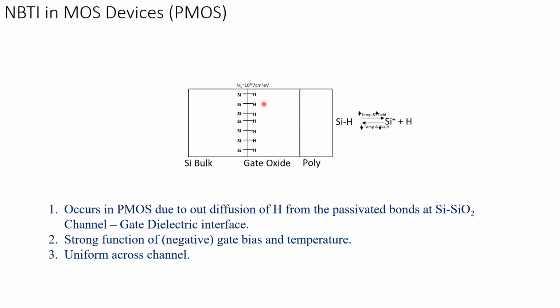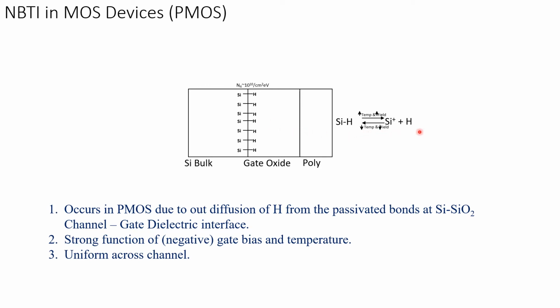designed, basically. So that was a problem in the 70s and probably early 80s, and that was solved by introducing hydrogen as a passivation for the silicon dangling bonds at this interface. And so the typical, industry standard values for this interface trap density are 10^10 per centimeter square electron volt. Now, what do I mean by out diffusion of hydrogen?